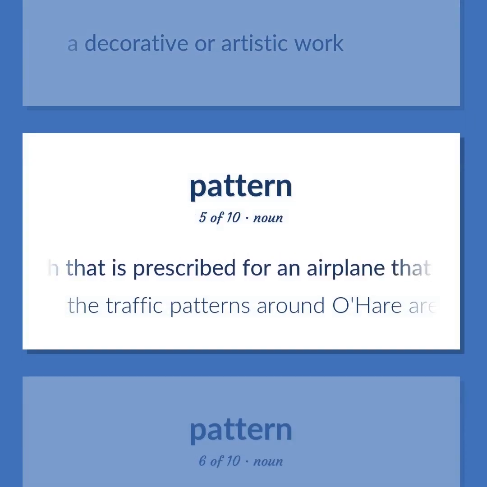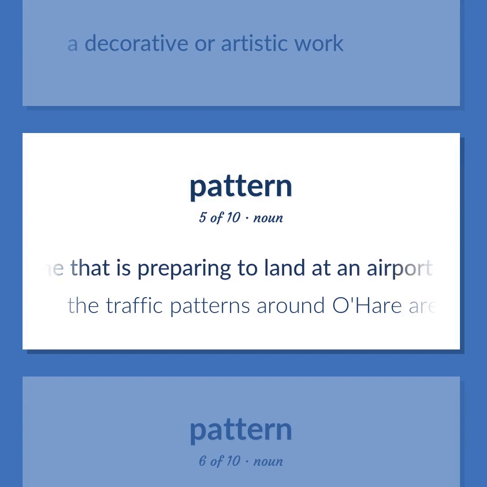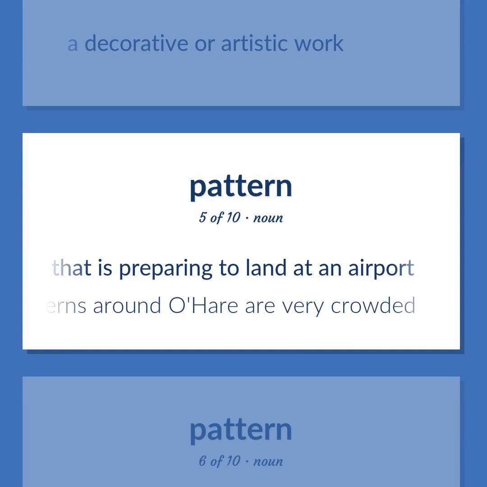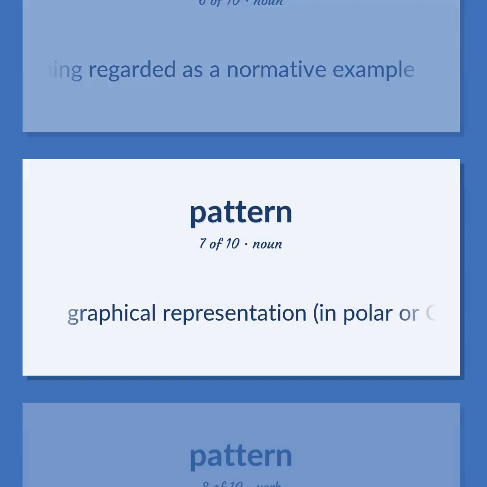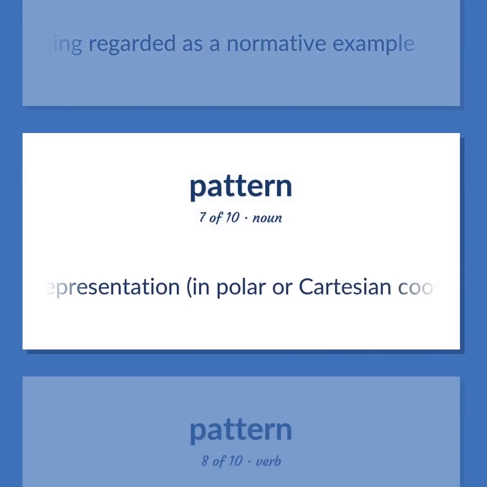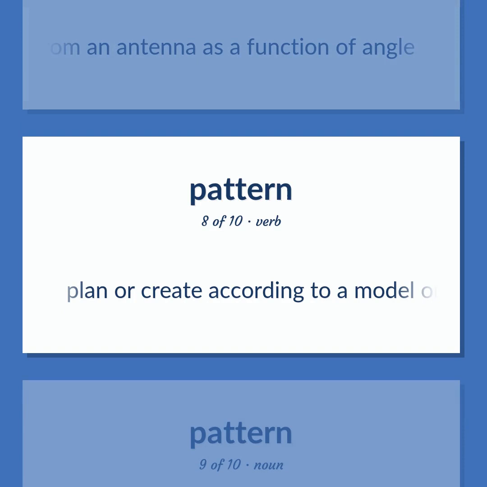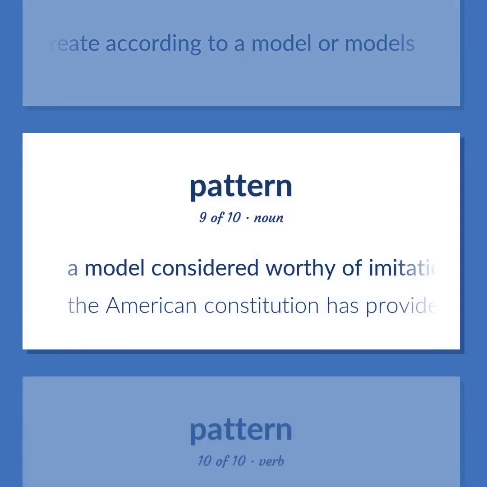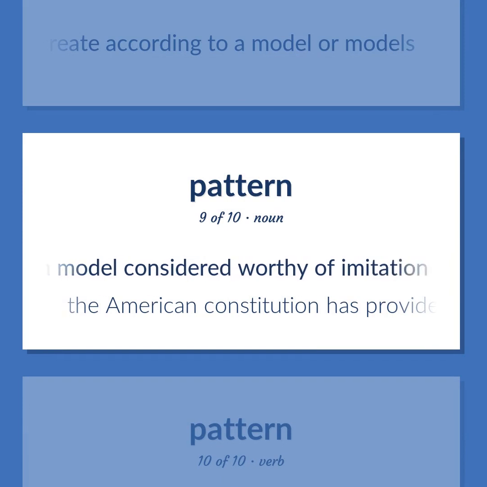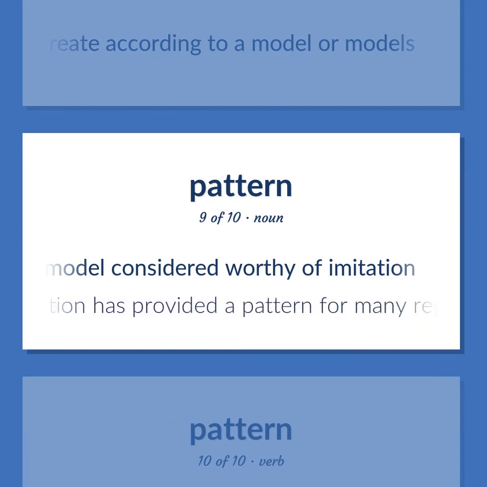The path that is prescribed for an airplane that is preparing to land at an airport. The traffic patterns around O'Hare are very crowded. Something regarded as a normative example. Graphical representation, in polar or Cartesian coordinates, of the spatial distribution of radiation from an antenna as a function of angle. Plan or create according to a model or models. A model considered worthy of imitation. The American Constitution has provided a pattern for many republics.